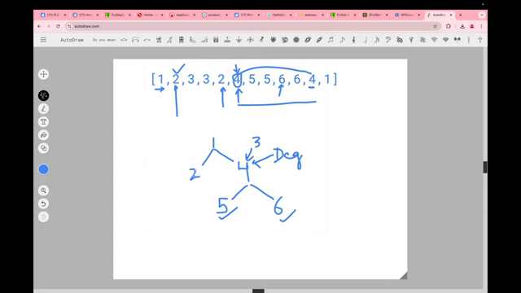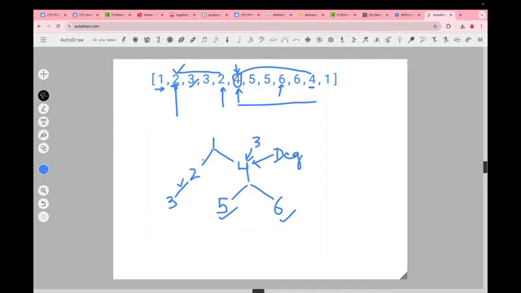Again, let's try to find out what's the degree of 2. So the degree of 2 will be the number of children of 2. So we'll reach directly at the starting of the 2, and we will iterate till the end of 2, and we'll see what all direct elements are coming. So the direct element that came was 3. So we made a child as 3. Are there any more elements? No. So what will be the degree of 2?